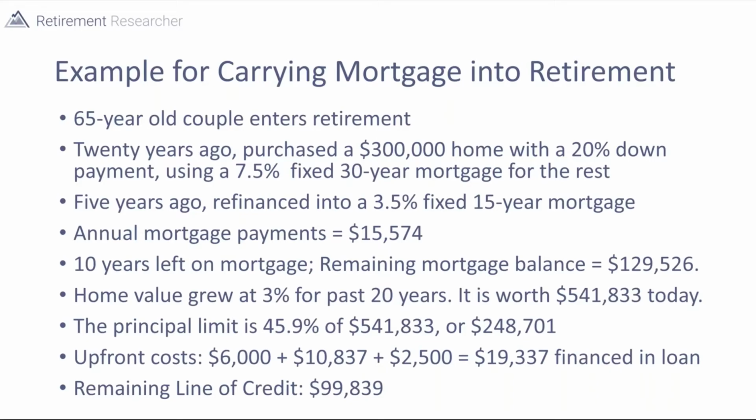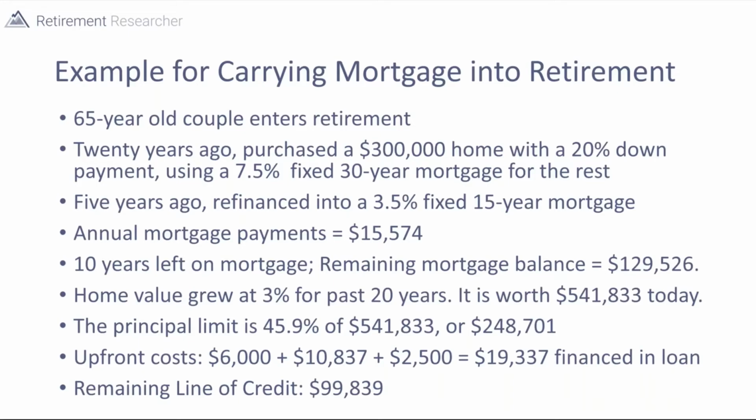Now, over the past 20 years, their home's appreciated at an average of 3%. So it's worth $541,833 today. Based on the interest rates I'm looking at in the example, the principal limit factor is 45.9% of the home value, or $248,701.